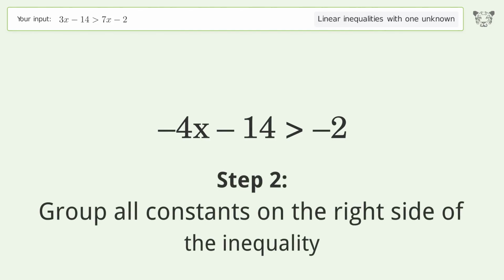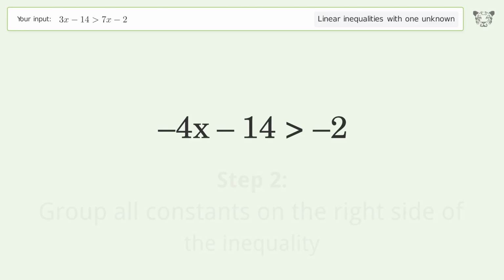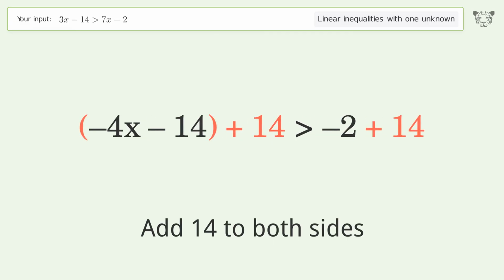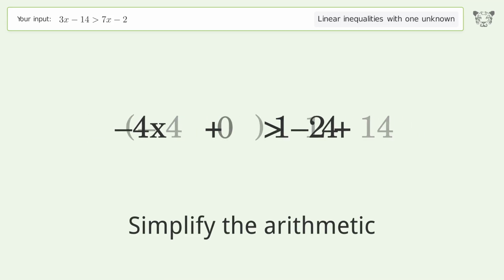Group all constants on the right side of the inequality. Add 14 to both sides. Simplify the arithmetic.